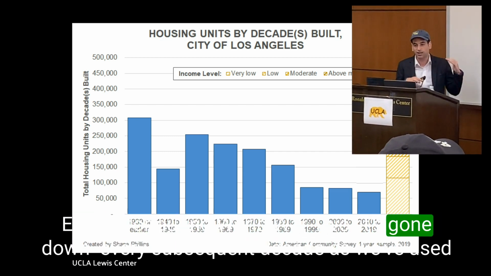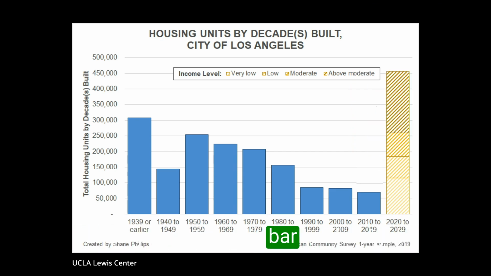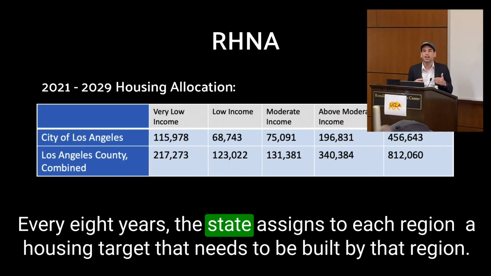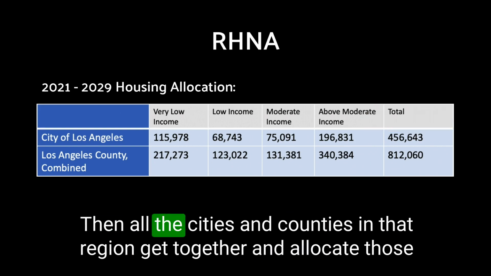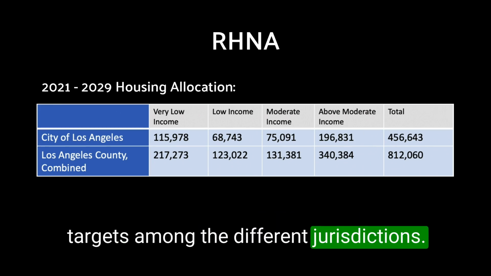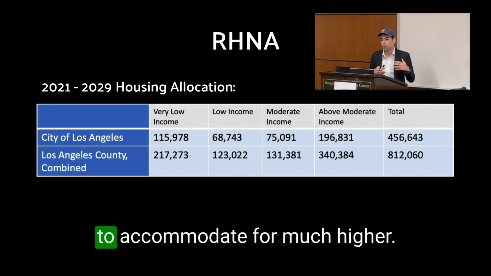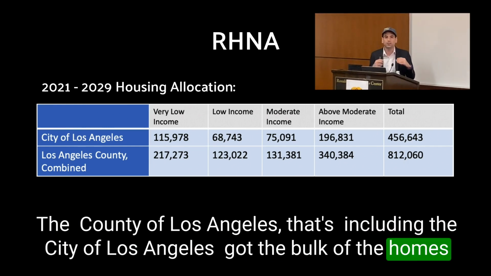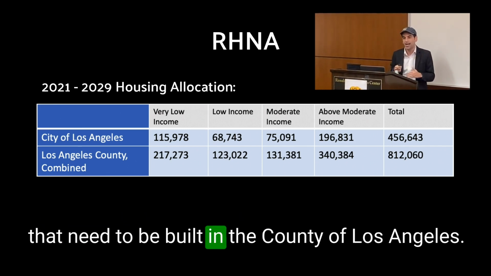Except for during World War II, it's gone down every subsequent decade as we've used up that capacity. Then you notice this bar on the right. What is that? That is the Regional Housing Needs Assessment. Every 8 years, the state assigns to each region a housing target that needs to be built by that region. Then all the cities and counties in that region get together and allocate those targets among the different jurisdictions. For this last cycle, which started in 2021, the numbers of required homes were much higher. The county of Los Angeles got the bulk of the homes required in the region, and the city of Los Angeles got half of the homes that need to be built in the county.